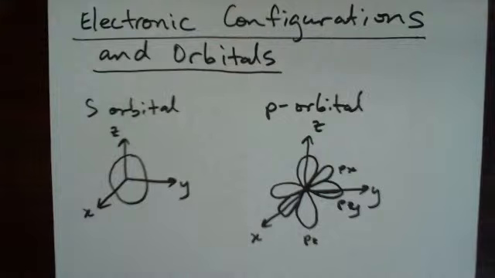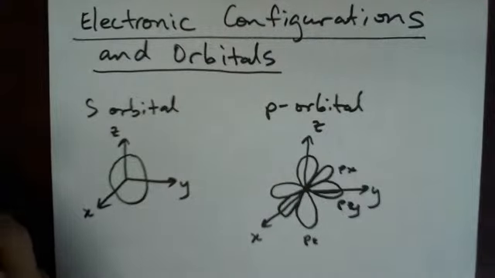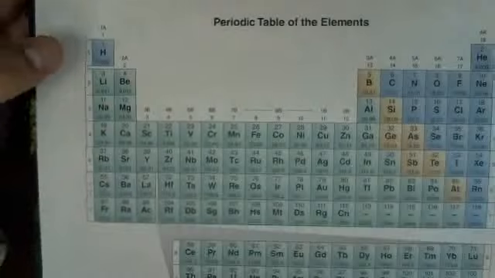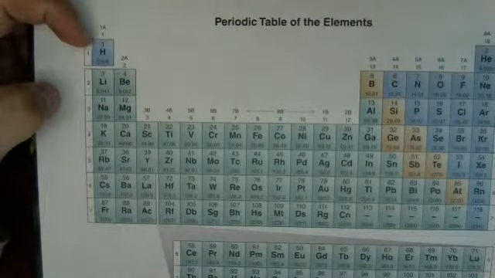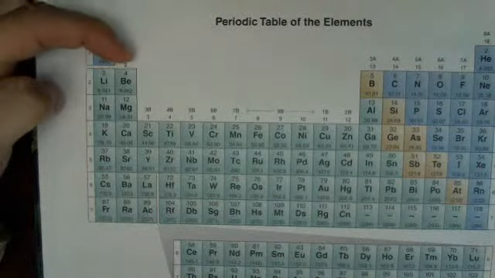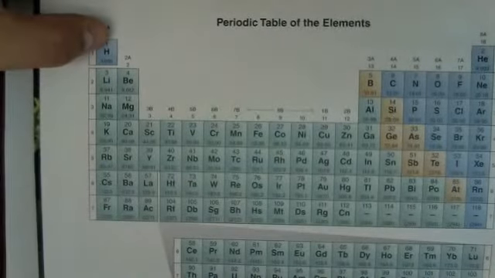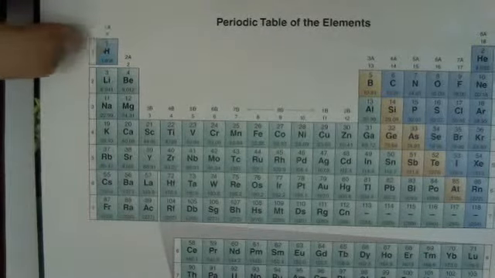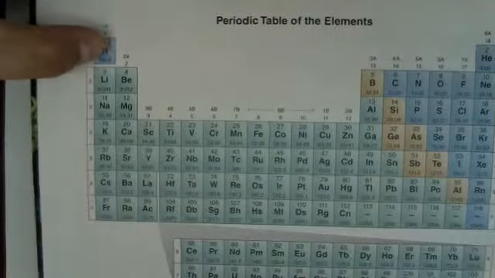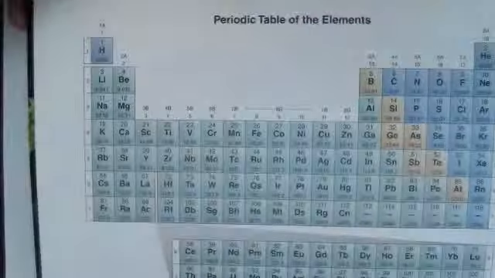And how does this all relate? Well, with your periodic table, this is known as our s block, and so really helium would be over here too. And so you'd have 1s1, 1s2 for the helium.